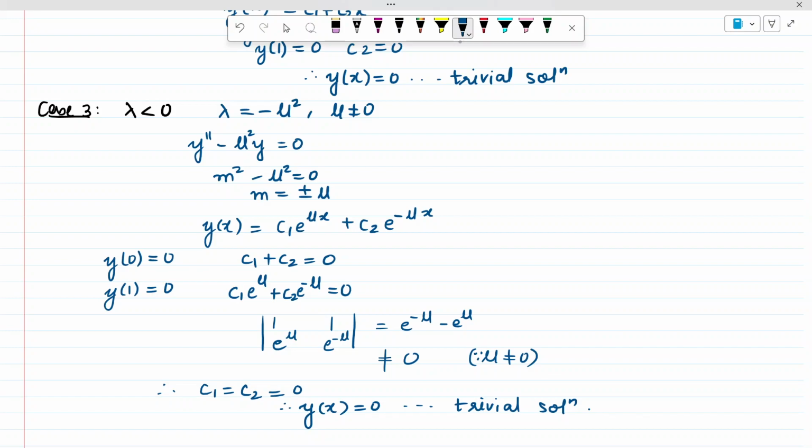Case 1, case 2, and case 3. So as the boundary conditions change, your solution changes a little, otherwise the method is going to remain the same. I hope this is clear.